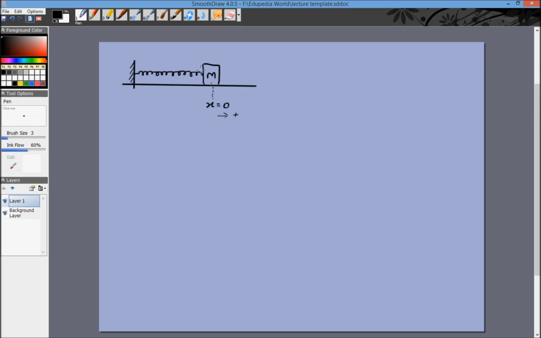So if I displace the object by a distance x, then the new length of the spring will be L0 plus x. Let's say this length is L0, which is the natural length of the spring. Initially the force that the spring applies on this block is 0 because there is no extension or compression. If I pull it towards the right a distance x, then a force will act towards the left.